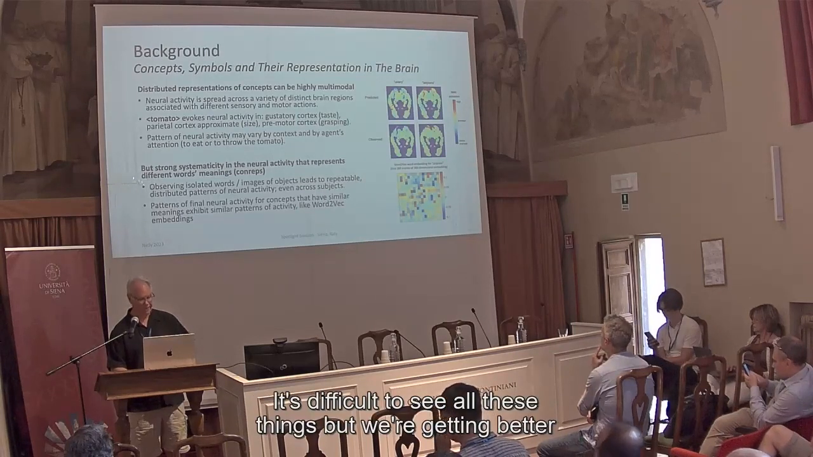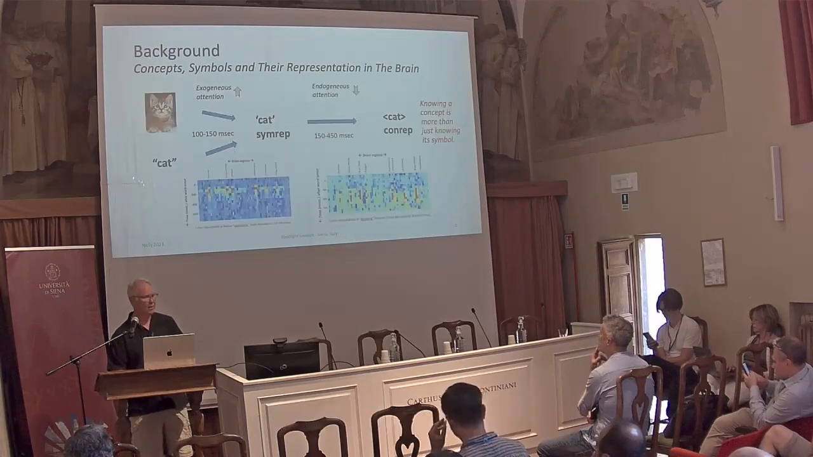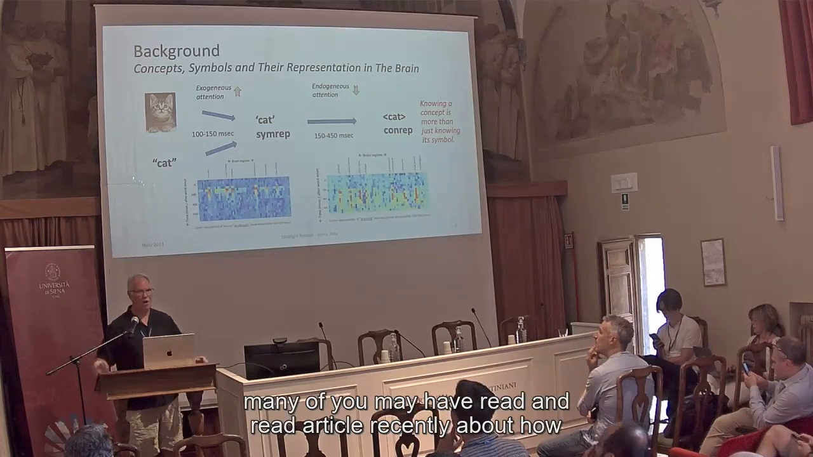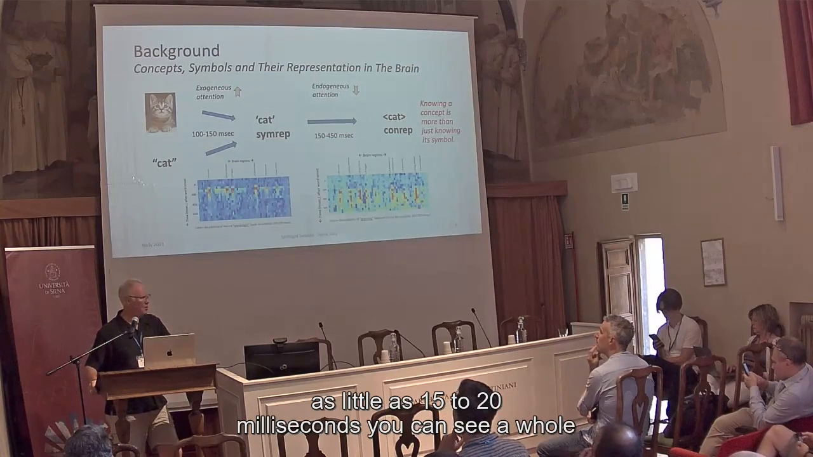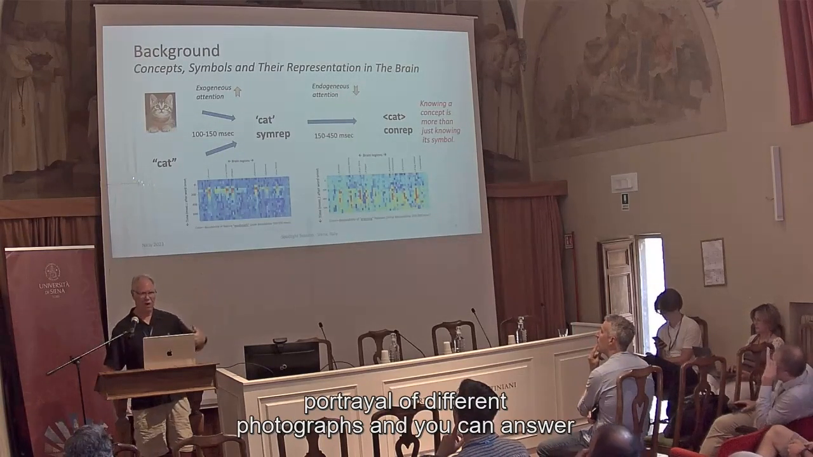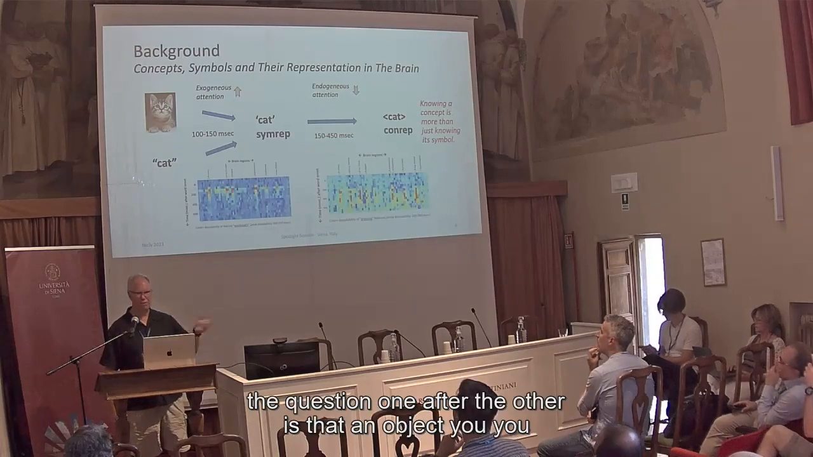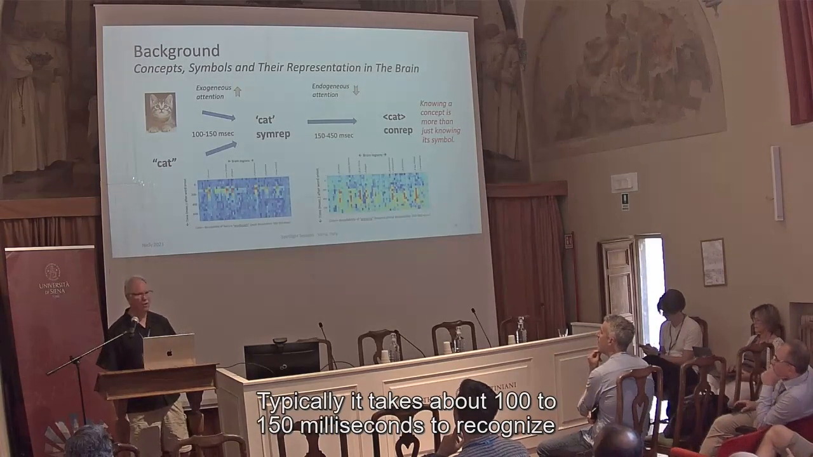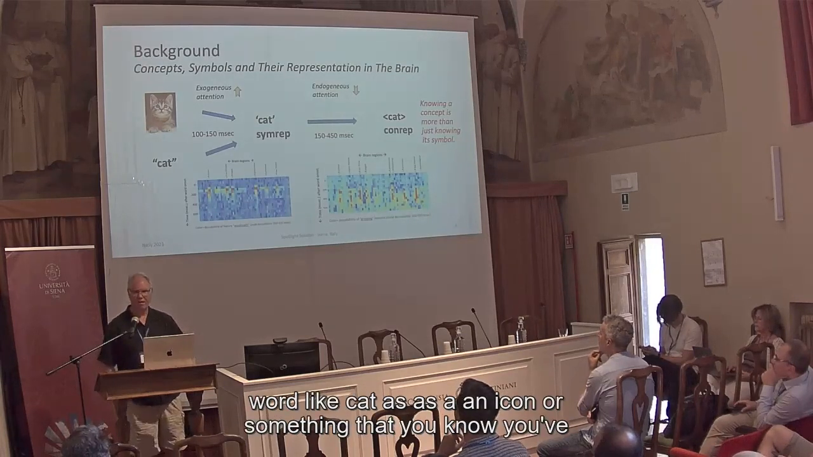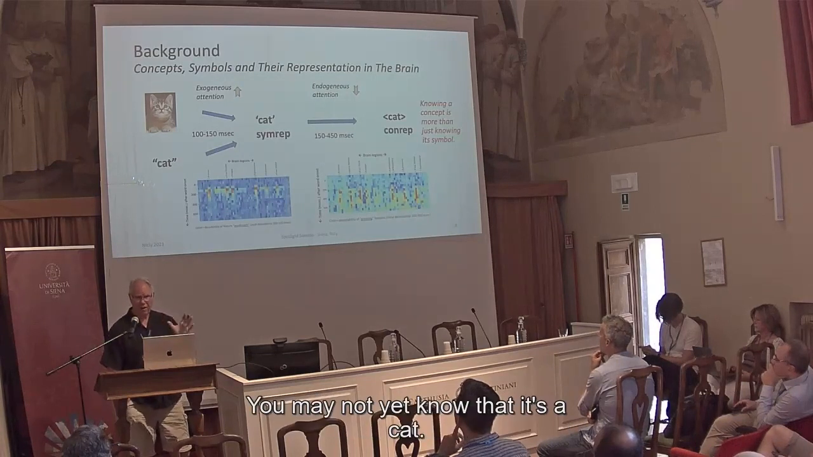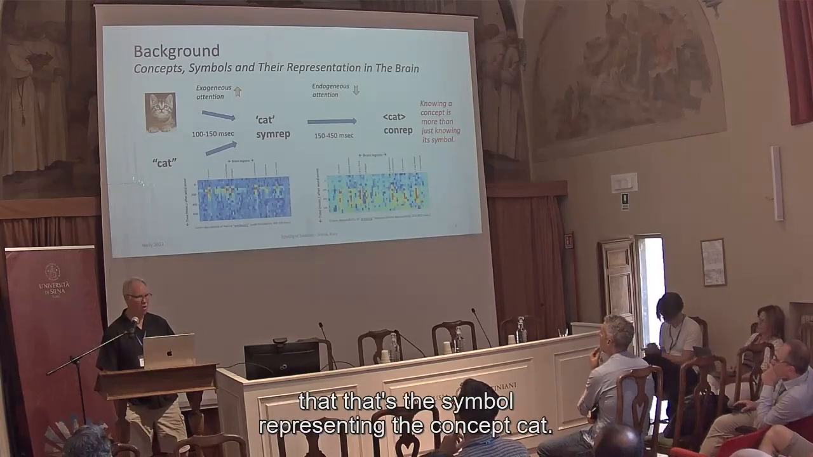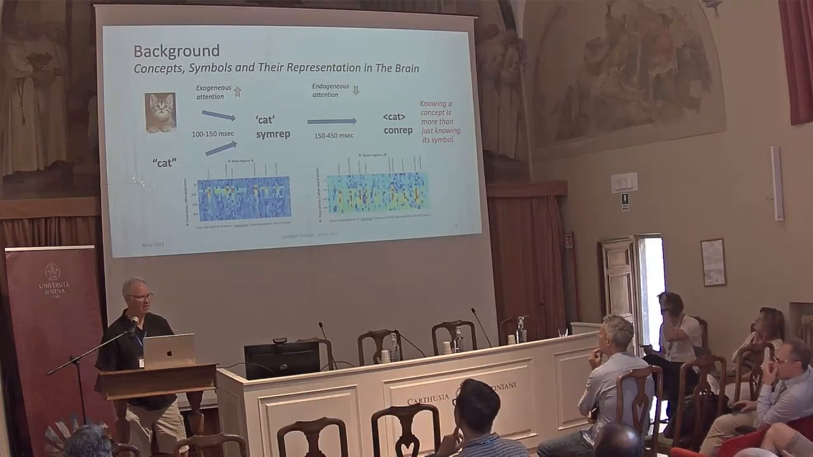It's difficult to see all these things, but we're getting better at it, and as we get better at it, we can understand it more. A couple of other things that are important here: many of you may have read an article recently about how, in as little as 15 to 20 milliseconds, you can see a whole series of different photographs and answer one after the other whether that is an object you recognize or not. Typically, it takes about 100 to 150 milliseconds to recognize a word like cat as an icon, something you know you've seen before. You may not yet know that it's a cat. That takes another 200 to 300 milliseconds before you know that that's the symbol representing the concept cat.